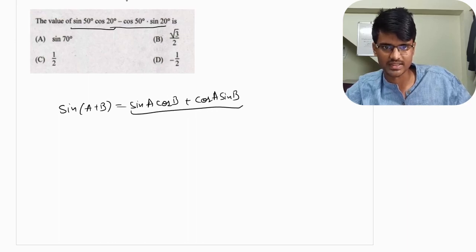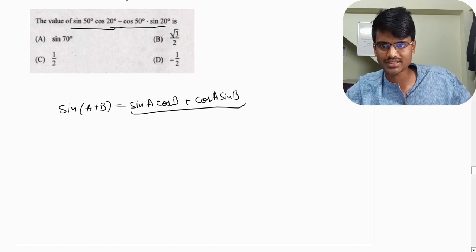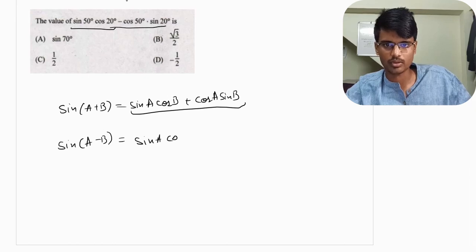They have given us this thing. Let me just write so that you can understand it clearly. Sine 50 cos 20 plus, sorry, it is minus, right? Okay. This formula won't work. We have to take sine of A minus B here actually. Sine of A minus B is equal to sine A cos B minus cos A sine B, right?